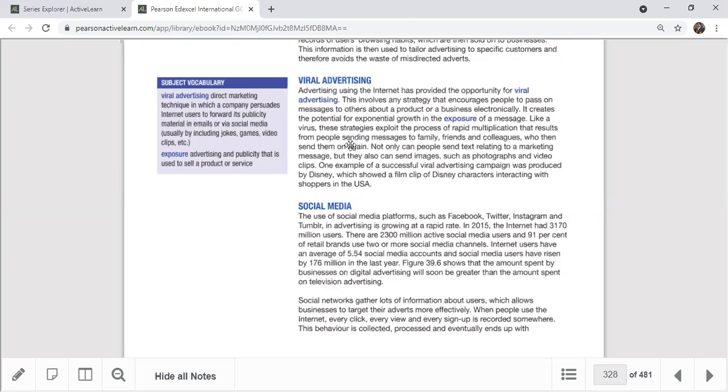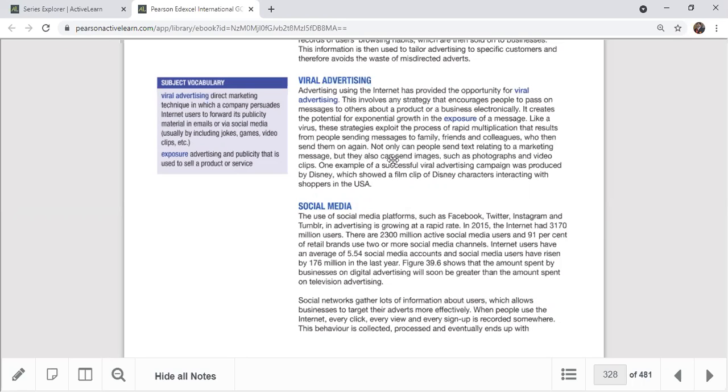So these kinds of things spread virally, and sometimes the messages are false, sometimes scams. So be very careful. Don't share it unless it comes from a very trustworthy source. Otherwise, there is exponential growth, with chain messages coming and growing the exposure of the message. Like a virus, it can also contain a virus. Therefore, these strategies exploit the process of rapid multiplication, exponential growth, that results from people sending messages to family, friends, and colleagues, who then send them on again.